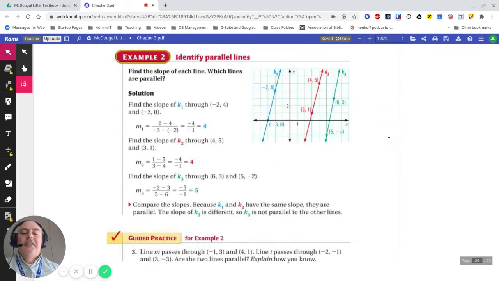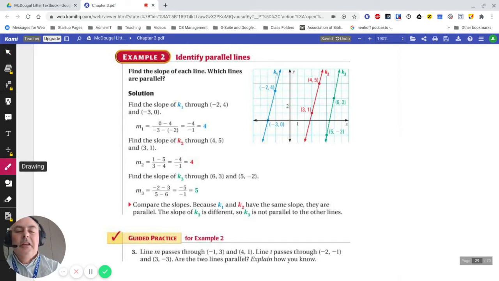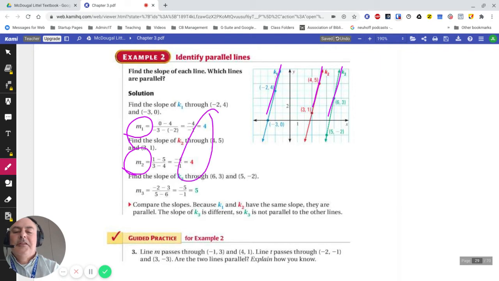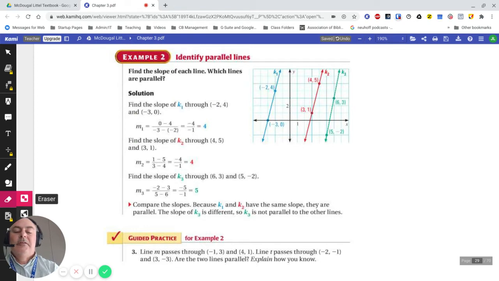One of the things that allows me to do is to calculate the slope of different lines to see, are they parallel? Are they perpendicular? In this case, I have 3 different lines, and I find that the slope of line 1 and 2 are the same, which means they're parallel. The slope of the third line is very close, but it's not exactly the same, so that line is not going to be parallel to the other two.